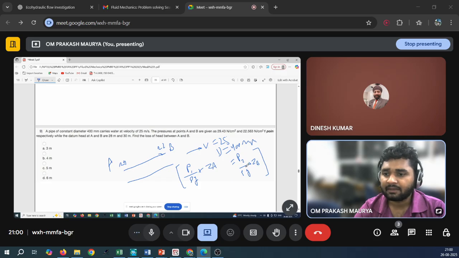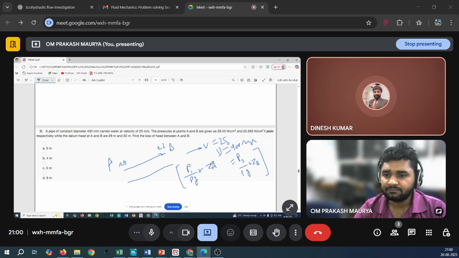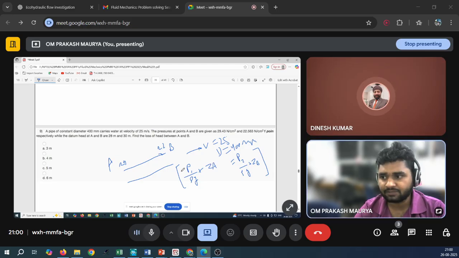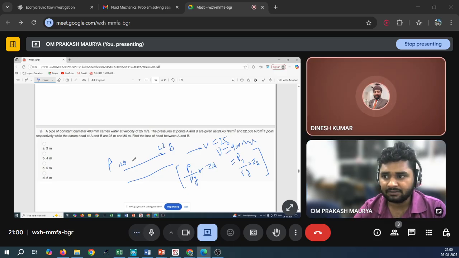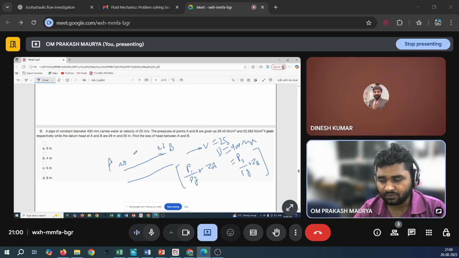Okay. The loss will be in the direction of flow. Here the pressure is 29, and here the pressure is 22 something, so the water is going upward. Yes, water is going upward. So the loss is due to the friction of the pipe.